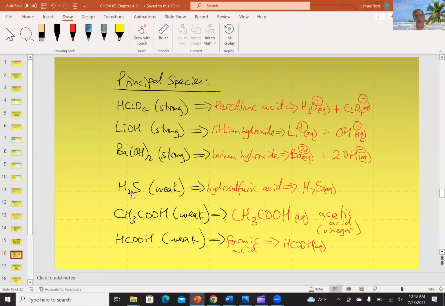H2S, hydrosulfuric acid, is a weak acid, so we write it as a molecule, H2S. Acetic acid is a weak acid. We write it as CH3COOH. And formic acid is also a weak acid. We write it as HCOOH. So again, whether you're weak or strong determines how we write you in your principal species form.